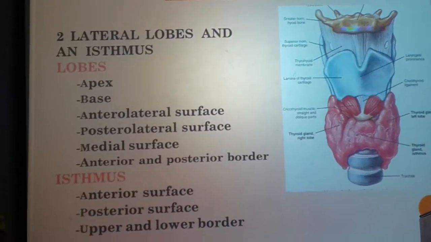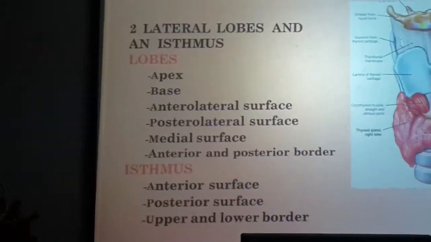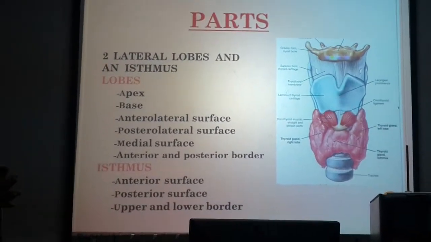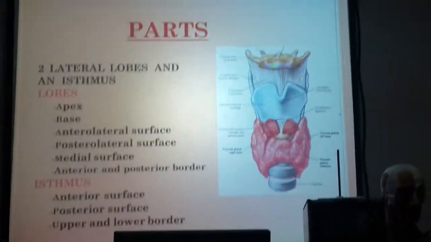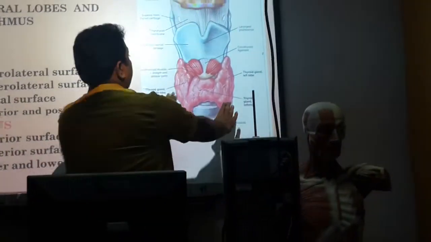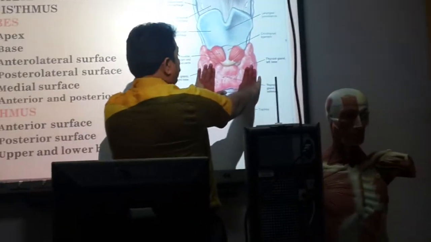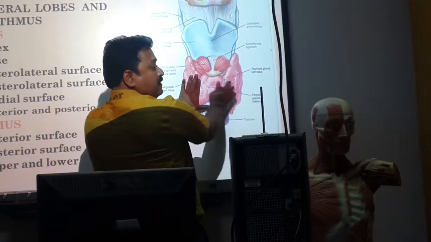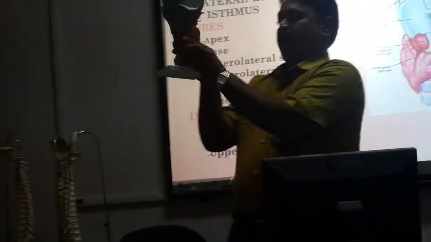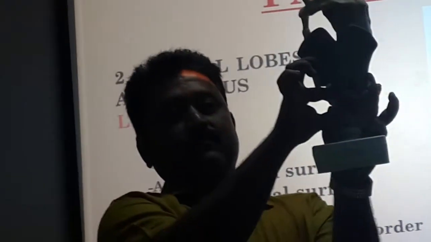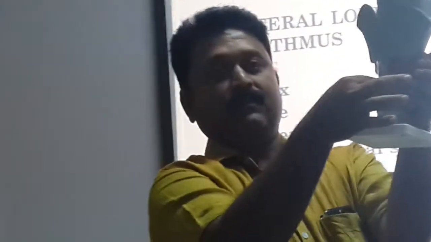Next is about the parts of thyroid gland. It has two lateral lobes and one isthmus. These are the two lateral lobes and the center one is the isthmus. See here, only one side lateral lobe and the isthmus. The whole of this is the lateral lobe and the center part is the isthmus.